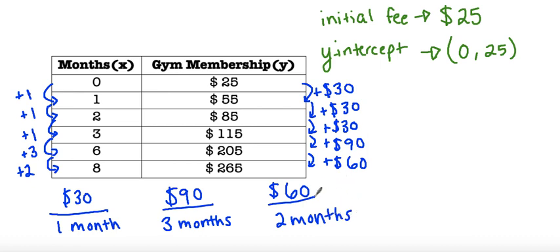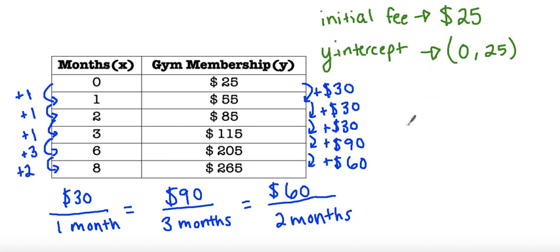And even though it looks like our table's not following the same pattern, our rates are all equivalent. So that means it does still have the same rate, meaning it still has the same slope, so it is linear. So here, $30 per month, that's completely simplified. That's our unit rate. $90 in 3 months could actually simplify to $30 a month. And then $60 in 2 months simplifies to $30 a month. So I'm going to want to represent our rate in simplest form.